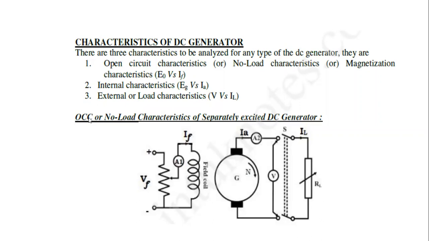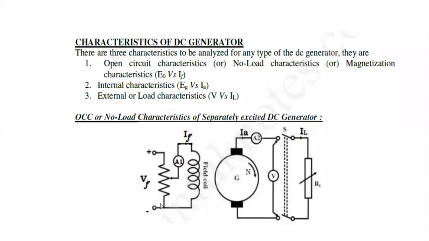First, coming to the OCC or no load characteristics of a separately excited DC generator. What is meant by separately excited? The DC generator is excited by a separate battery or separate voltage source. Then this type of generator is called a separately excited DC generator. This is the field winding.